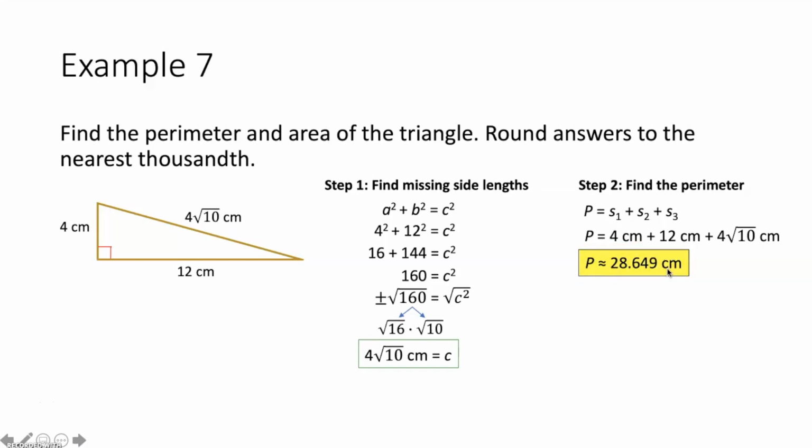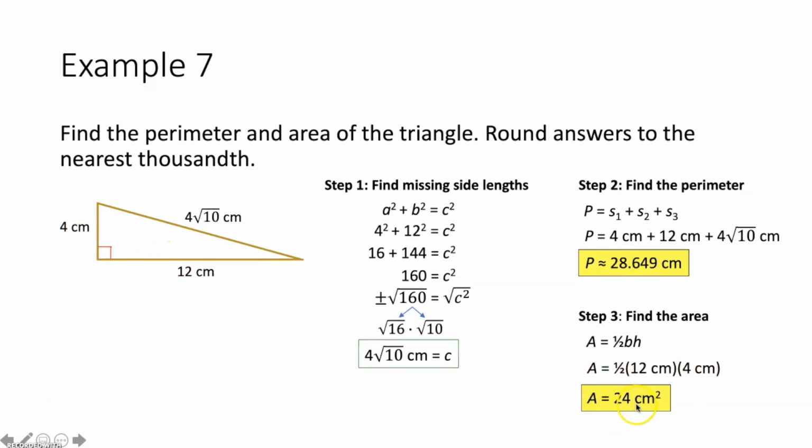Now I need to find the area of this triangle. So how do I find the area of a triangle? That's 1/2 base times height. The base and the height are going to be perpendicular to each other, meaning in a right triangle, the base and the height are just going to be the legs of your right triangle, and it doesn't matter which one you choose to be the base or the height. You'll get the same answer either way. So I'm going to say the base is going to be this 12 centimeters, the height is going to be this 4 centimeters. We multiply this out and we get that the area of this triangle is equal to 24 centimeters squared, or square centimeters.